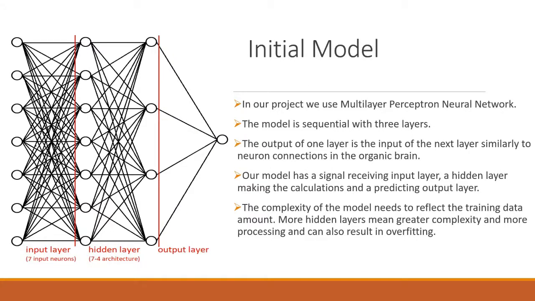Let us begin by explaining what a neural network is. It is a network of neurons similar to connections in an organic brain. Our model has three layers: input, output, and hidden one that does the calculations. More hidden layers means more complexity, but can result in overfitting.